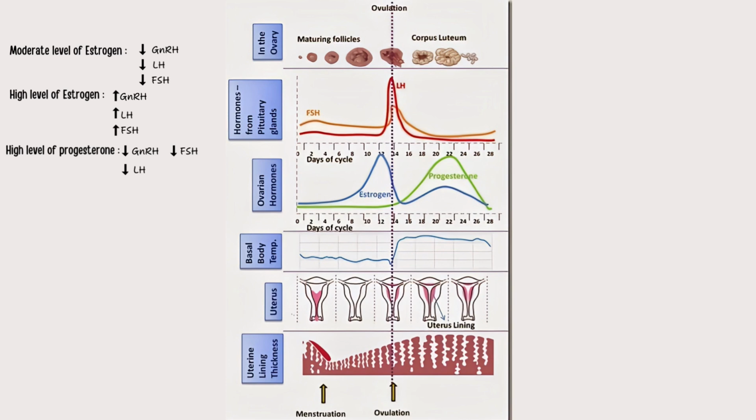After that, there is a formation of the corpus luteum. The corpus luteum will secrete estrogen and mainly the progesterone hormone. The corpus luteum is maintained by LH. In the secretory phase of the endometrial cycle, the levels of progesterone and estrogen will increase due to the corpus luteum. That high level of progesterone will decrease the level of LH and FSH as seen in the graph.